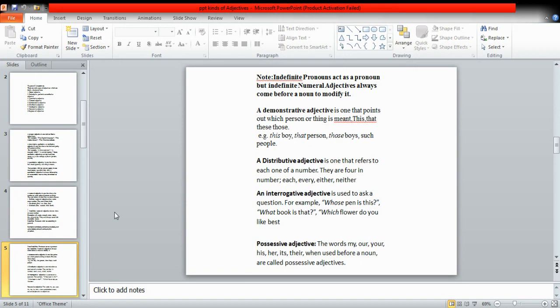just attitude, or her just doll, its color, or their house. In all these examples, you see that all these possessive adjectives are following a noun. So whenever after my a noun will be there, like my house, it will become a possessive adjective.